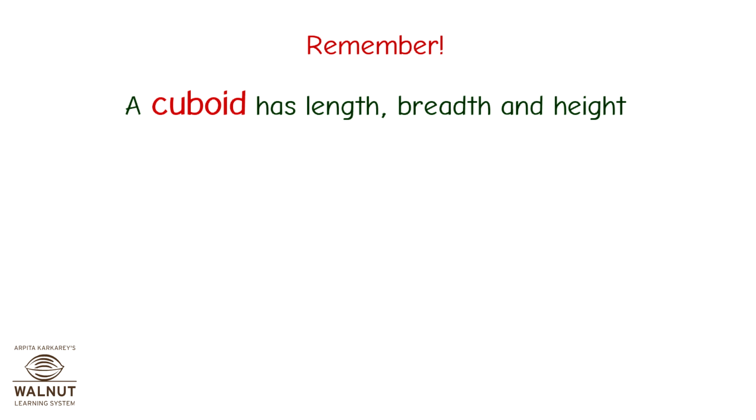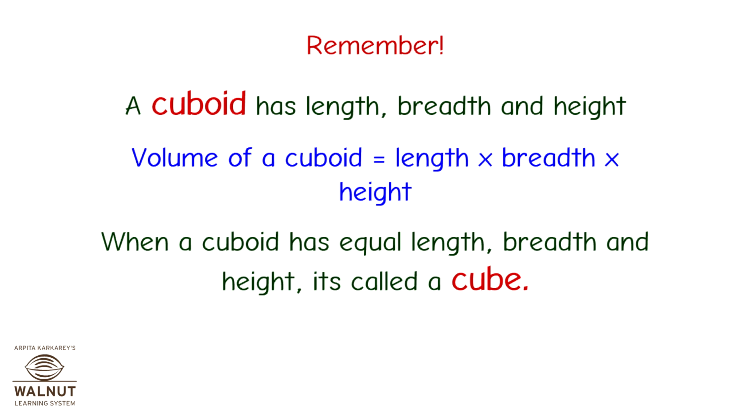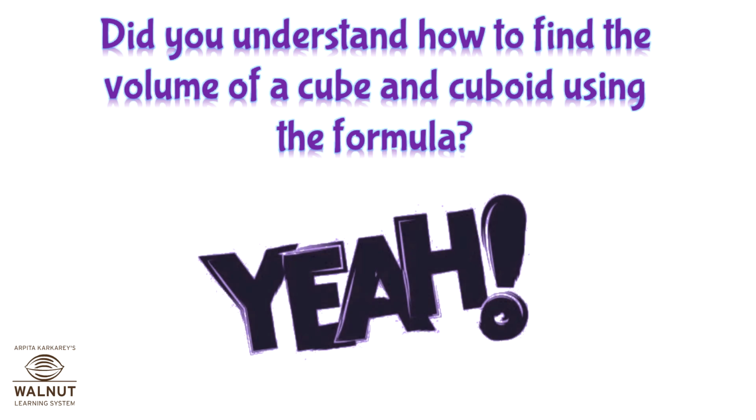Remember, a cuboid has length, breadth and height. Volume of a cuboid is equal to length into breadth into height. When a cuboid has equal length, breadth and height, it's called a cube. Volume of a cube is equal to side cube. Did you understand how to find the volume of a cube and cuboid using the formula? Yeah.